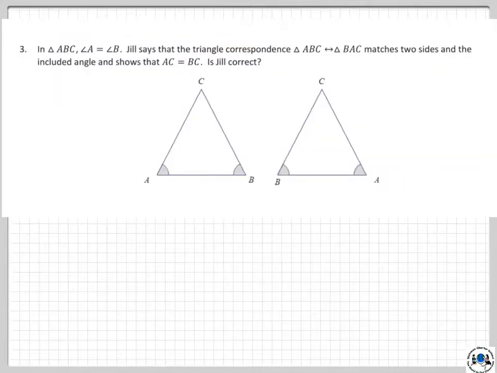Okay, so now we have number 3. So here, in triangle ABC, angle A equals angle B. Jill says that the triangle correspondence, triangle ABC corresponds to triangle BAC, matches two sides and the included angle, and shows that AC equals BC. Is Jill correct? Well, let's take a look at that.